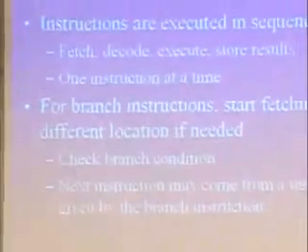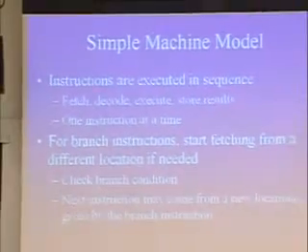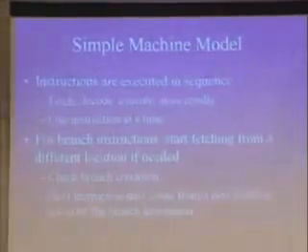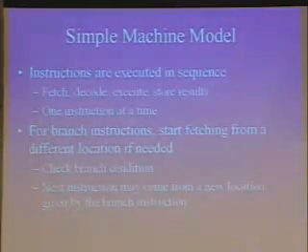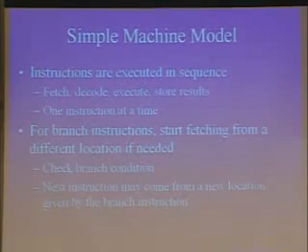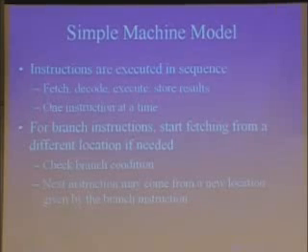So a simple machine basically fetches, decodes, and executes instructions and stores results. That's what it does, one instruction at a time. You go instruction after instruction. Sometimes when you have a branch, it might check the condition and start fetching from somewhere else. So sometimes this pipeline gets stalled on a branch.